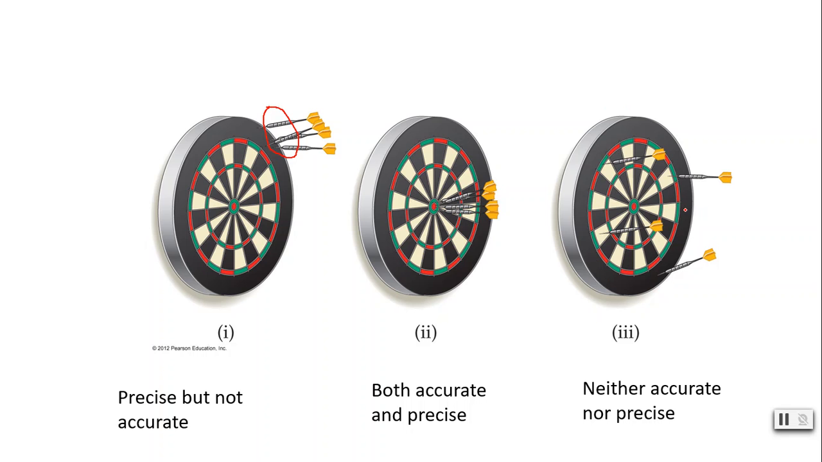This person probably had a little too much to drink. Neither accurate nor precise. Not on the bullseye, so not accurate, and the darts are all over the place, so not precise. So you should make sure you know the difference between accuracy and precision and be able to identify if a measurement is accurate or precise.